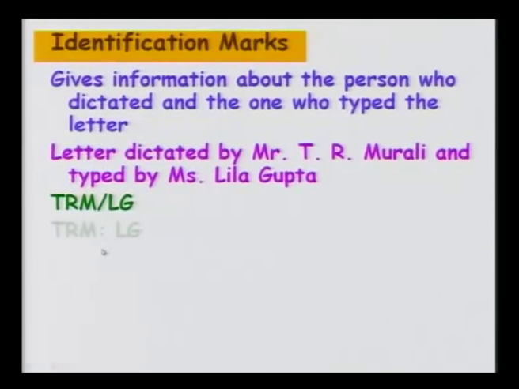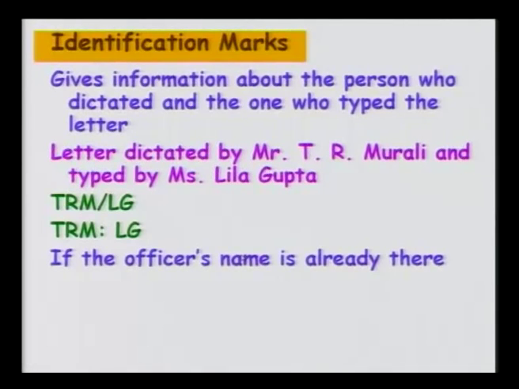So, if you find something like this at the end, TRM LG, it is indicating somebody like TR Murali or somebody like Leela Gupta. So, you know that this is the person who is responsible for typing the letter. Now, if the officer's name is already there, then it can be in the form of sometimes capital LG or small LG. It is indicating that this is the person who has again typed it.